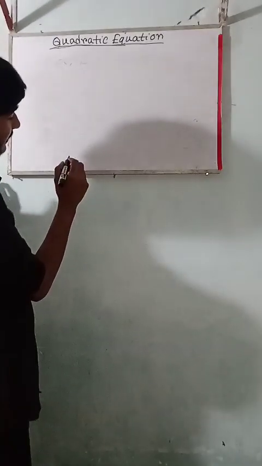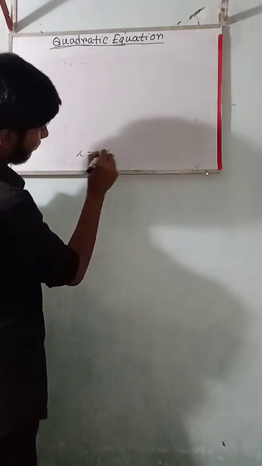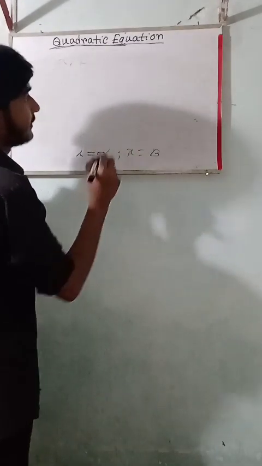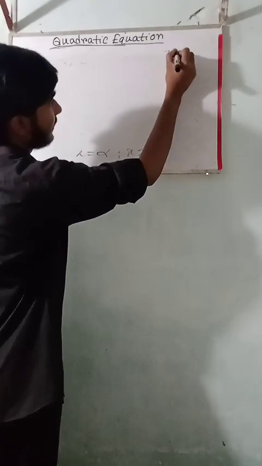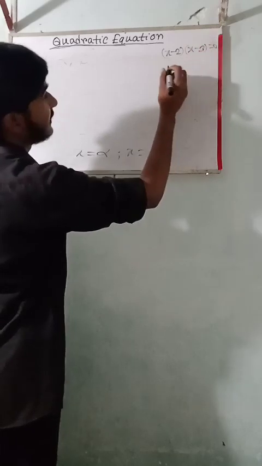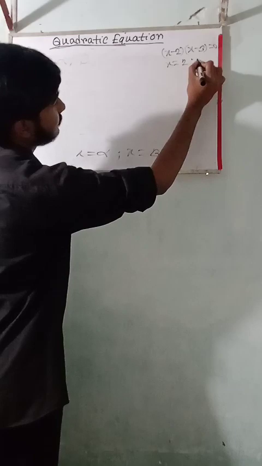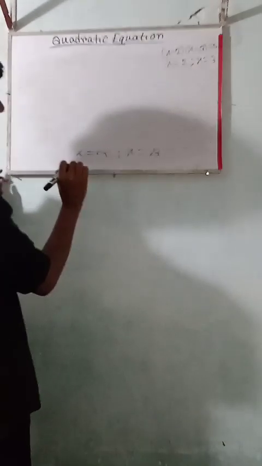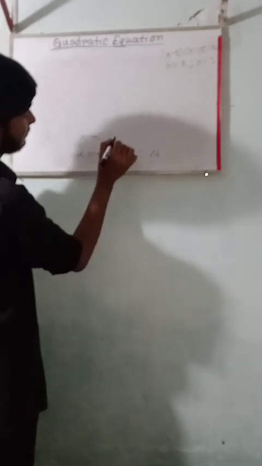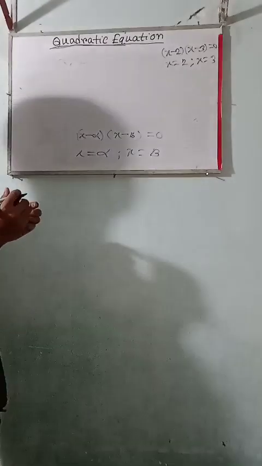So we will apply this reverse process, that x equals alpha and x equals beta. In this case we can write x minus 2 into x minus 3 equals 0. Then we have written x equals 2 and x equals 3. If we reverse this process, we can write that x minus alpha into x minus beta equals 0, right? We can write this.